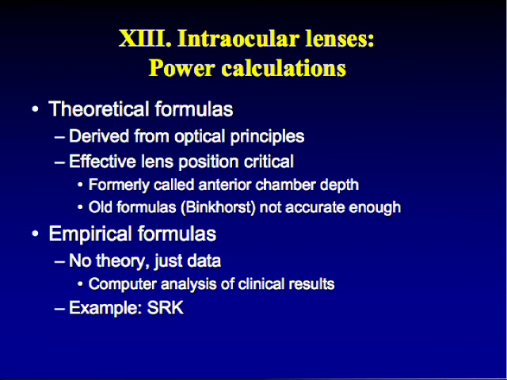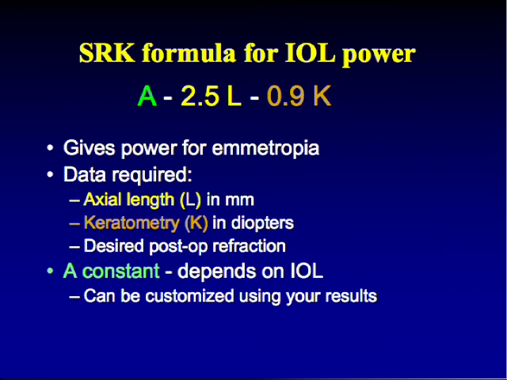But because the older formulas were not great at figuring out where the lens ended up, we ended up relying on the empirical formulas. Those don't rely on the schematic eye. It's just Saunders, Retzlaff, and Kraft, SRK. They did a whole bunch of cataract surgeries. They measured the axial length, the keratometry, and the lens power that went in, and the outcome, and they plotted it and put it in a computer and calculated a straight line regression curve, and out came their SRK formula of A minus 2.5 times the axial length minus 0.9 times the keratometry gives the power needed for ametropia.